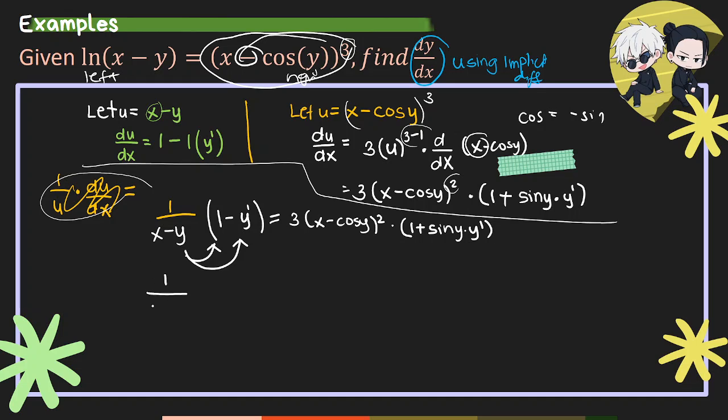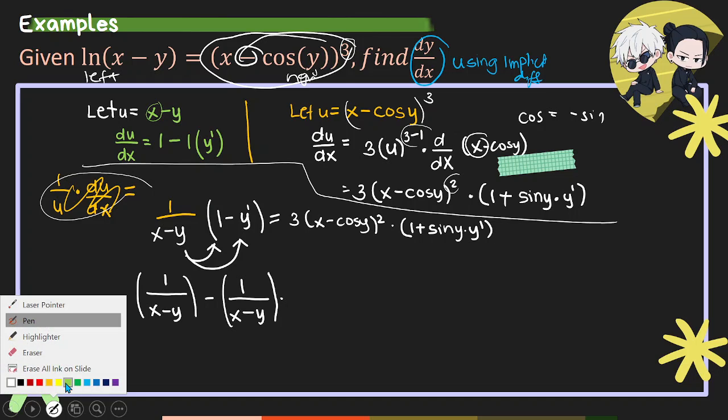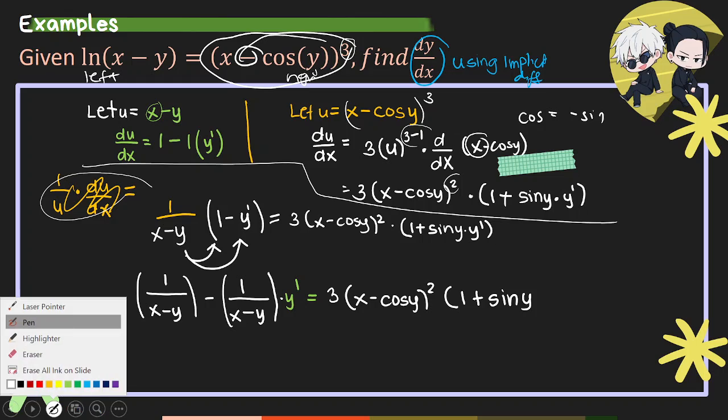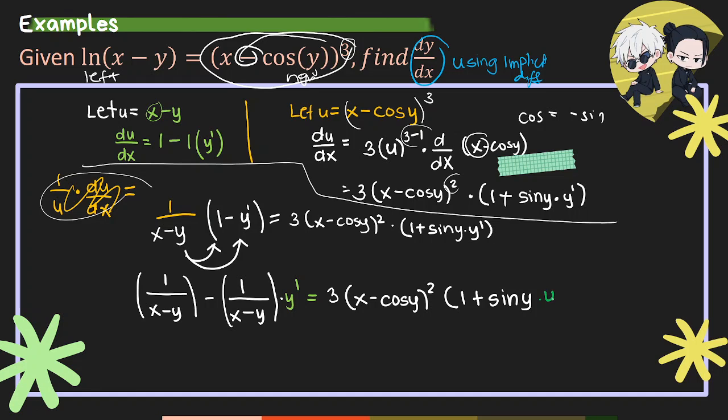So if we have 1 over x minus 1, then you multiply natin siya sa minus 1 over x minus y multiply sa hinahanap natin, di ba? Y prime. Then this is equal to 3x minus cosine y squared multiplied to 1 plus sine y multiplied to y prime. So how are we going to isolate y prime?